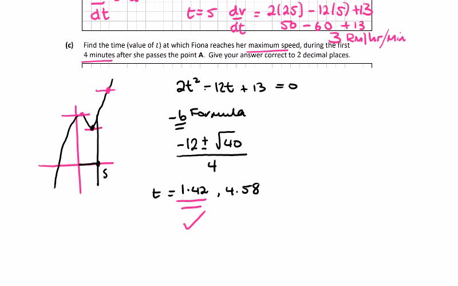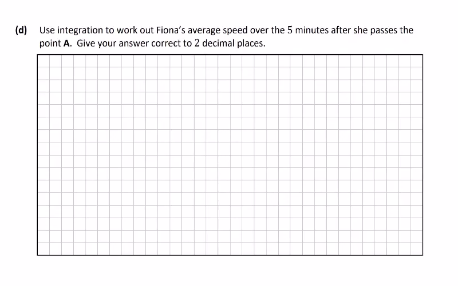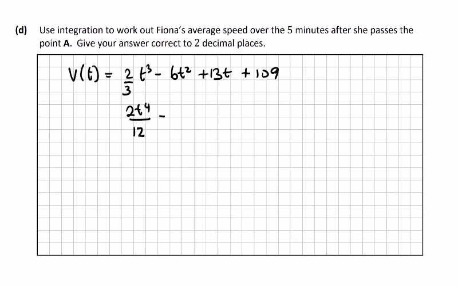So let's have a look at the next part. We're asked to use integration to find average speed. So let's have a look at t again. 2/3 t cubed minus 6t squared plus 13t plus 109. And if we integrate this, we're going to get, increasing the power, so I'll just do it long form, 2t to the power 4 over 3 times 4, minus 6t cubed over 3, plus 13t squared over 2, plus 109t.